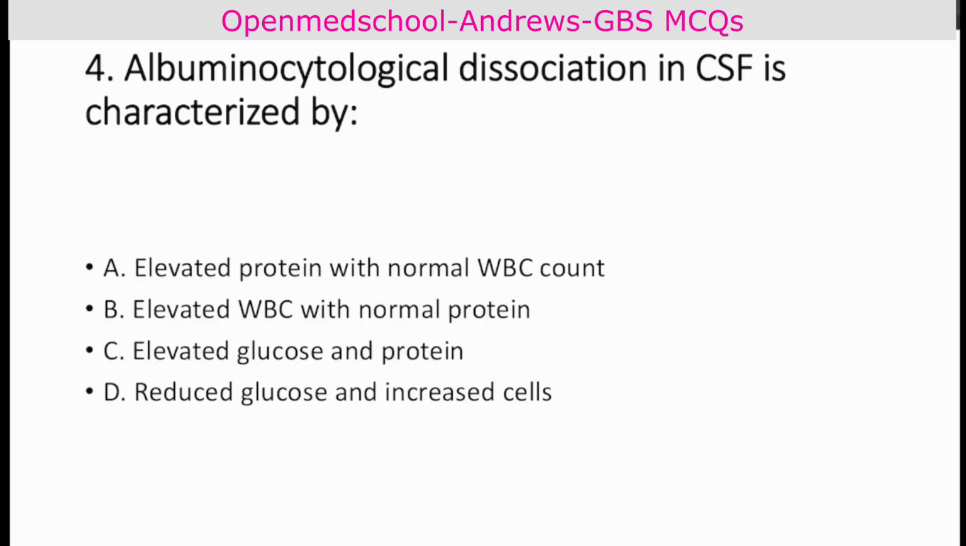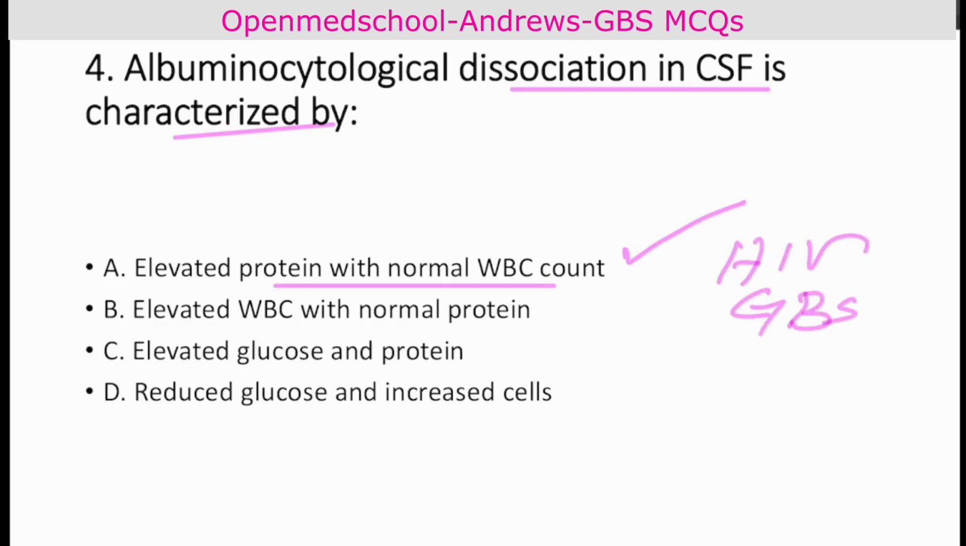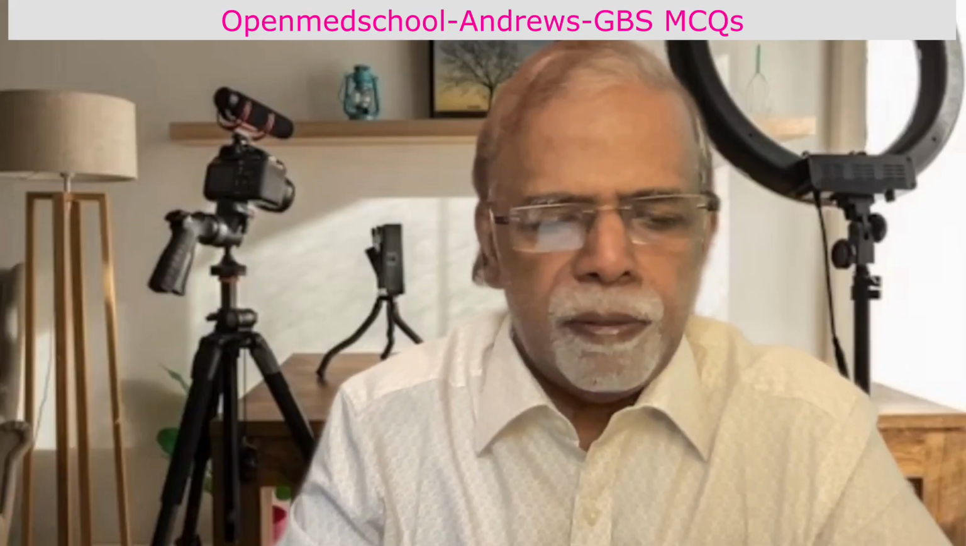Then the next question: albuminocytological dissociation is characterized by, we have already mentioned the answer, elevated protein with a normal WBC count. When the count is more, you should think about HIV-associated GBS. Hope this point is clear.